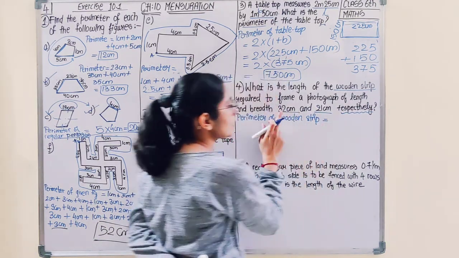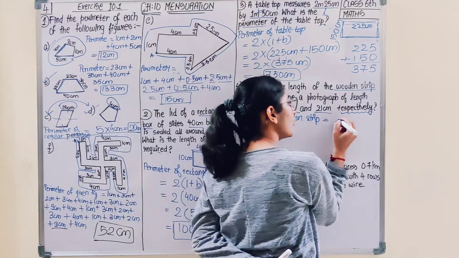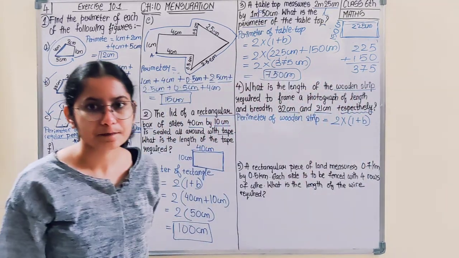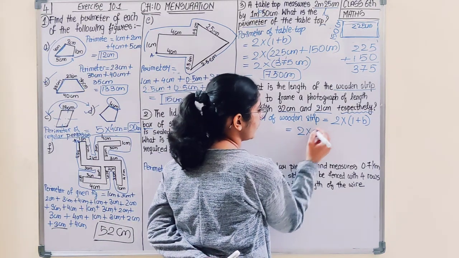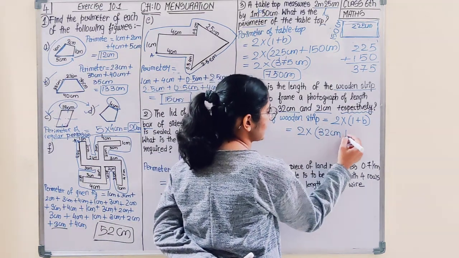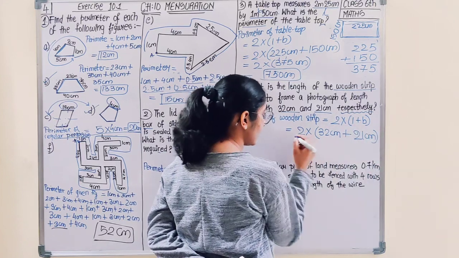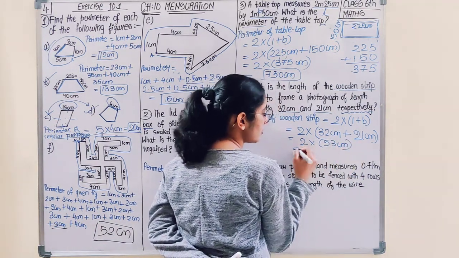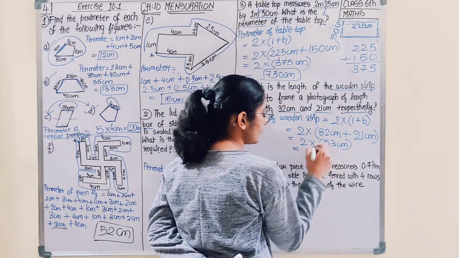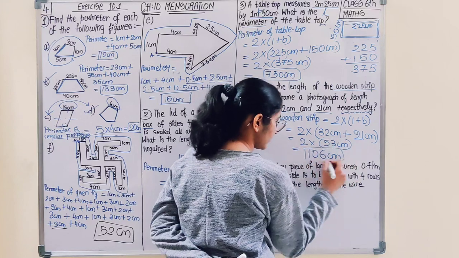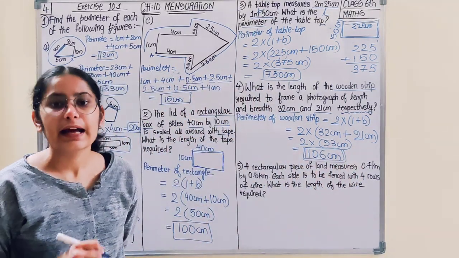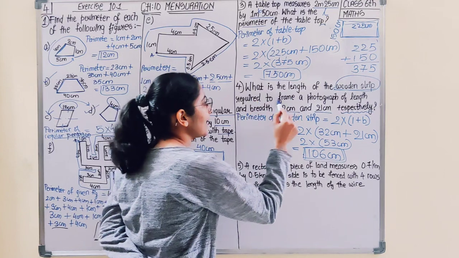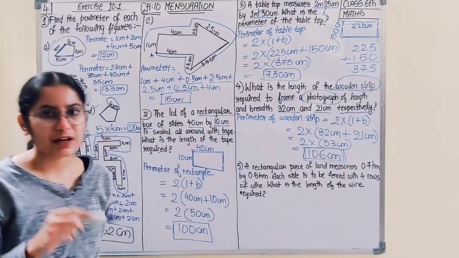And since it is rectangular, because we have been given the length and breadth, it would follow the same formula as that of rectangle, that is 2 into length plus breadth. So that is equal to 2 into what is the length, 32 centimeter plus breadth 21 centimeter. So 2 into 32 plus 21, 53 centimeter. So 2 into 53, 2 3s are 6, 2 5s are 10, 106 centimeter. So 106 centimeter is the perimeter or the total length of wooden strip which is framing the photograph.